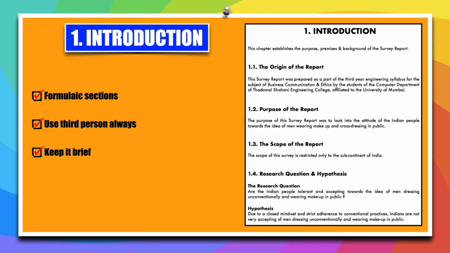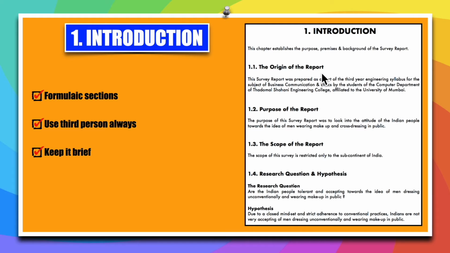So I will go ahead and read out the sample that I've given here, taken from one of the reports prepared by my students last year. The heading, as I said, has to be Introduction. Please note that it is chapter 1. This chapter establishes the purpose, premises, and background of the survey report. The first subsection is always called the origin of the report.